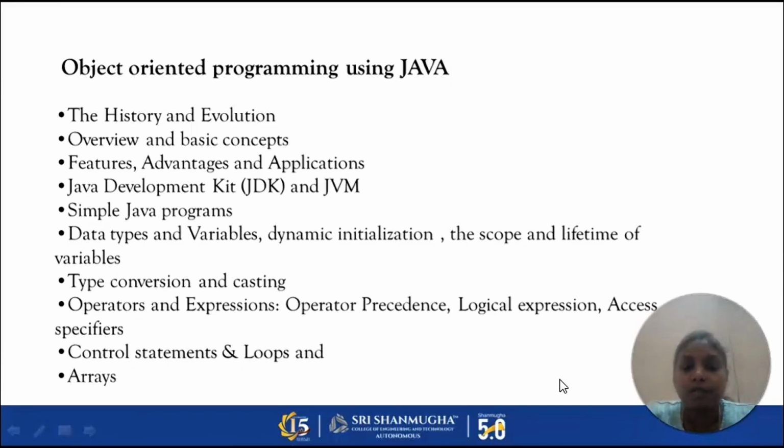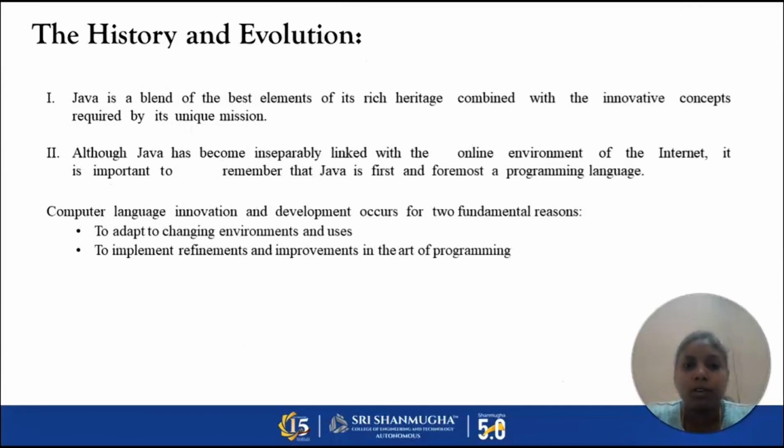Then data types, the different types of data types, dynamic initialization, scope and lifetime of variables, type conversions and casting, different types of operators used in Java, then control statements, loops, and arrays. These are the concepts we are discussing in Unit 1. Then let us go to the history and evolution, the first heading.